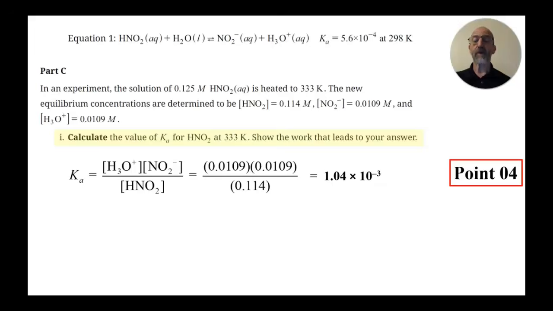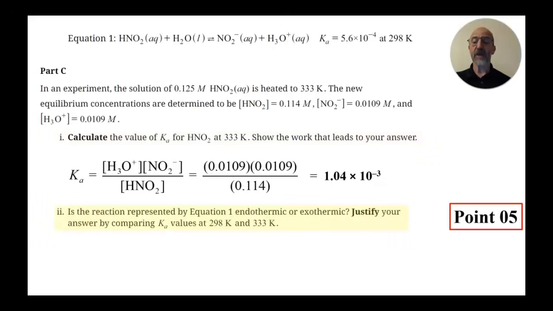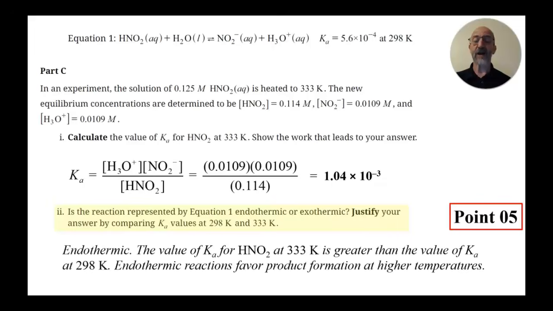So our follow-up question, which is going to be point 5, would be related to Le Chatelier's principle. Is the reaction represented by equation 1 endothermic or exothermic? Justify your answer by comparing the Ka values at 298 Kelvin and 333 Kelvin. Because the Ka value has increased at this higher temperature, I said endothermic. The value of Ka for HNO2 at the higher temperature, 333 Kelvin, is greater than the value of Ka at the lower temperature, 298 Kelvin.